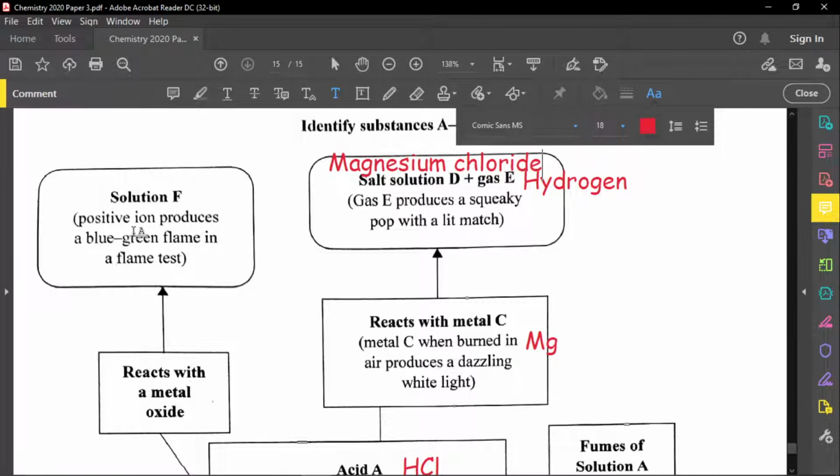All right. And then for F, which is the last thing and we're out of here, it's solution F now, right? The positive ions produce a blue-green flame in the test, but this reacts with a metal oxide. So now we have to figure out what the metal oxide is. But the fact of the matter is, here we're going to get two things. The acid plus metal oxide will give you the salt solution and also water. But the fact that they say the positive ion produces a blue-green flame in the flame test, you know that is copper. So this metal oxide is copper oxide, right? So copper oxide reacting with hydrochloric acid will give copper chloride and water. So this here is copper chloride.